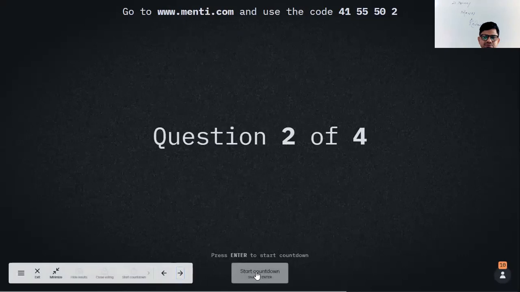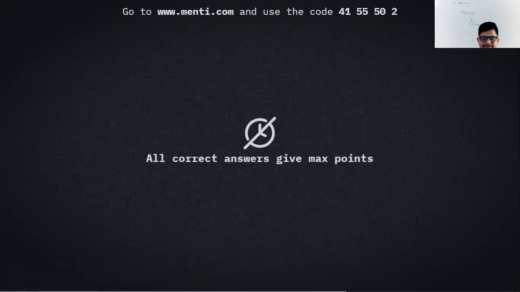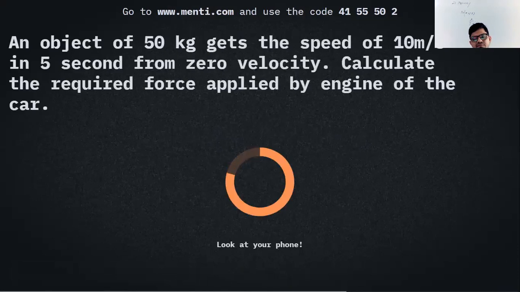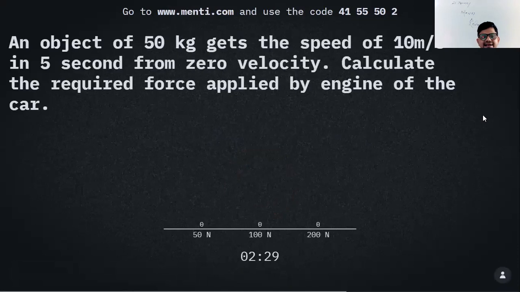So question number 2 for today. An object of 50 kg, speed 10 meter per second, time 5 seconds, from zero velocity. Calculate the required force by the engine of the car. You have got a total of 2 minutes, 120 seconds. Three options you are having: 50 Newton, 100 Newton, 200 Newton.